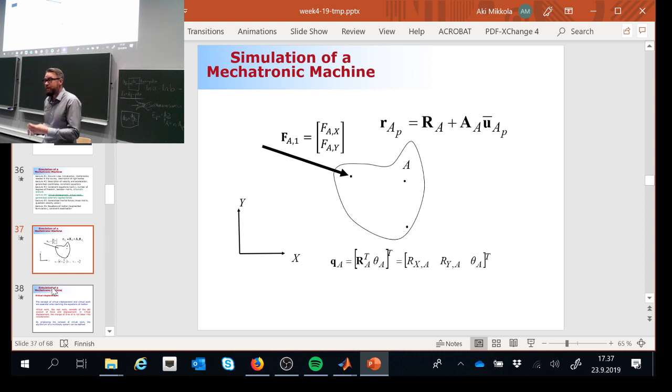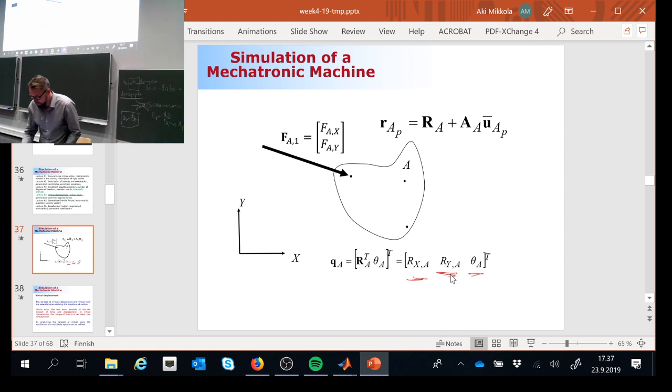Three, because everybody needs three. Everybody has to have three generalized coordinates. So what are these generalized coordinates? That's the translation of the body reference coordinate system in X and Y direction and the angle theta. So I have three coordinates. And then I got a new player in the game, so there comes a new component that we have to start looking at.